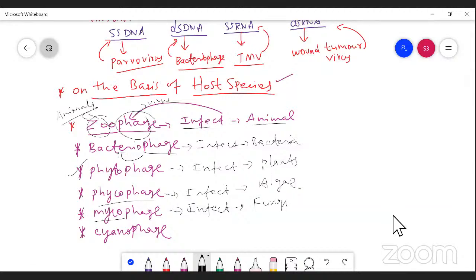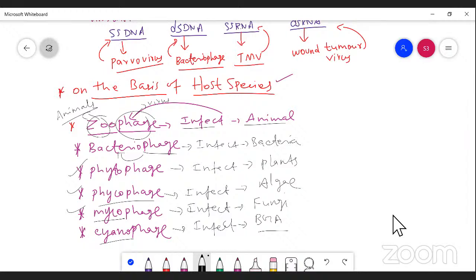Fungi. That type of virus is also called a mycophage. Some viruses infect blue-green algae. Blue-green algae, that is called a cyanophage.